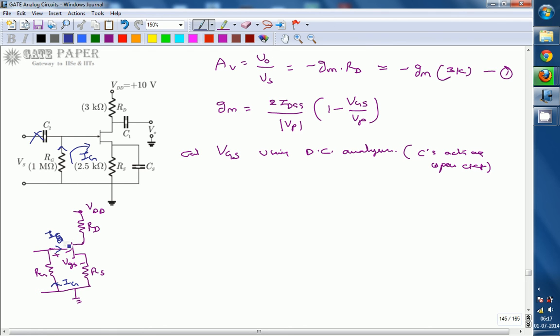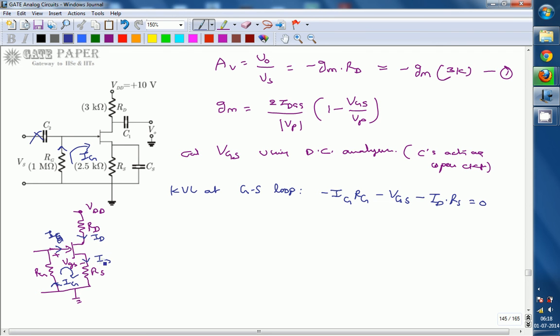So now apply KVL across the inner loop, this loop. You can write KVL at the gate-source loop. From this you can write minus Ig times Rg minus VGS minus Id into Rs is equal to 0. The current flowing through Rs is the same as the drain current. The same current flows in drain and source, so the current flowing through this Rs is also the drain current.